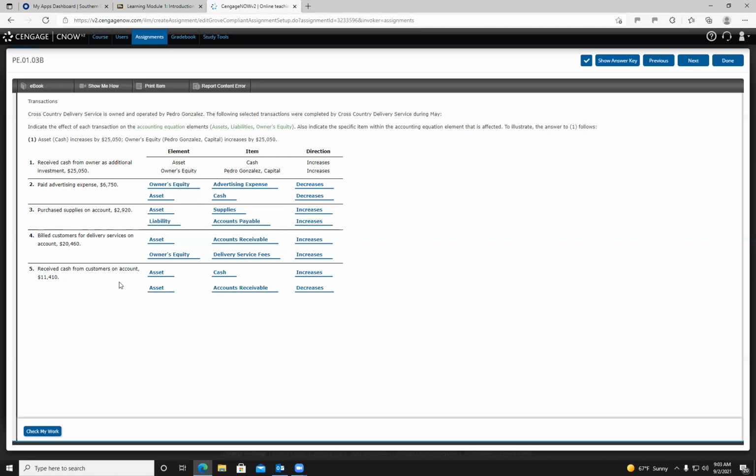So again, in this situation, this customer that we provided the service for on account has paid us. It's a partial payment, but they paid us in cash. So we reduce the receivable that we created for them here, and we basically increase our cash. So we're just moving it from one asset to the next. So it's just a transfer between assets. Okay, so let's check our work.